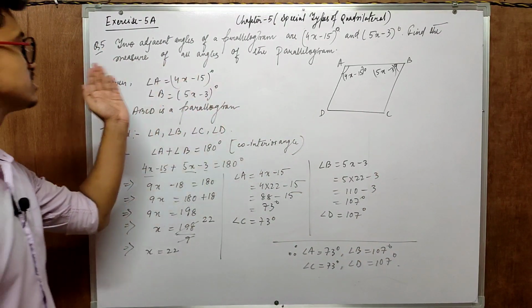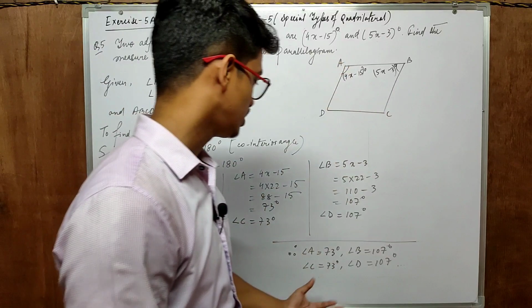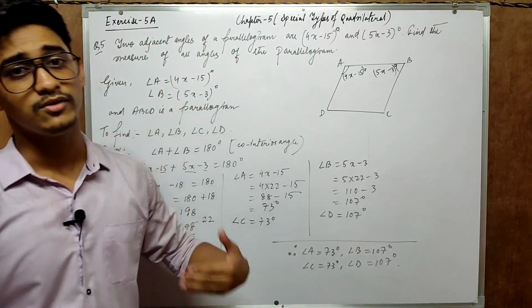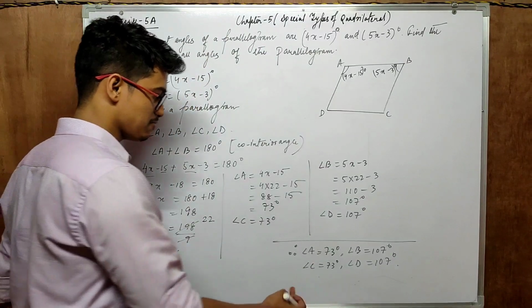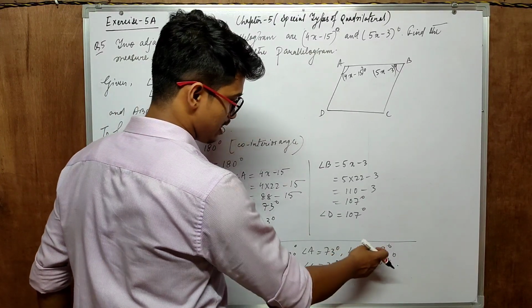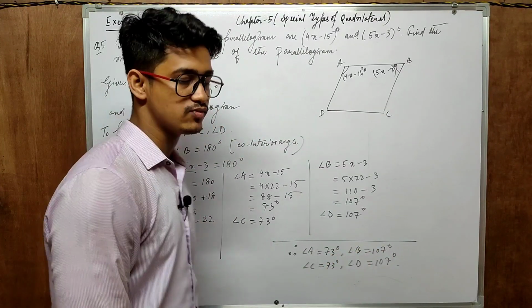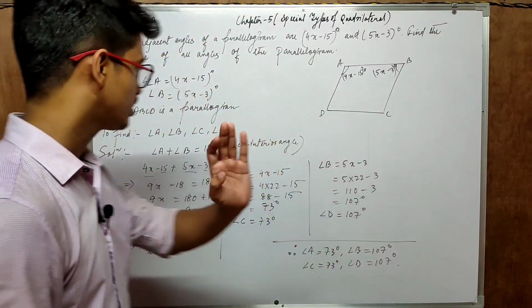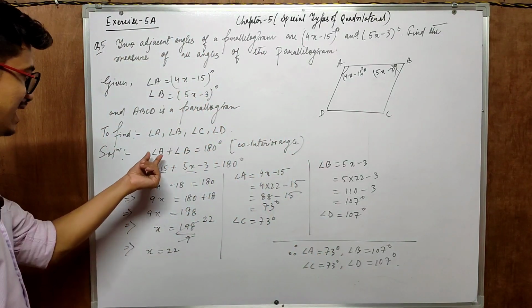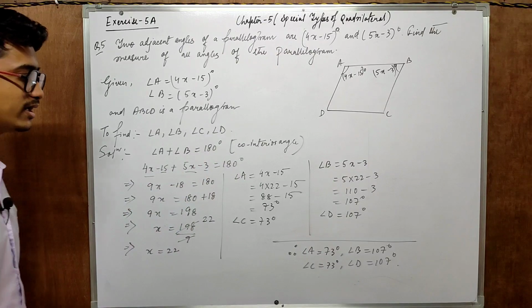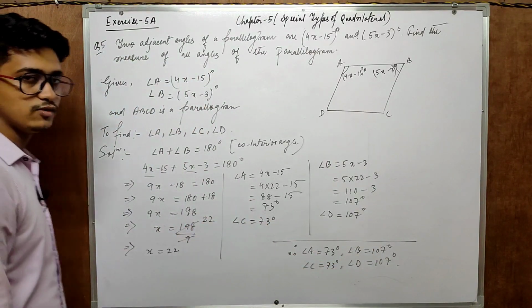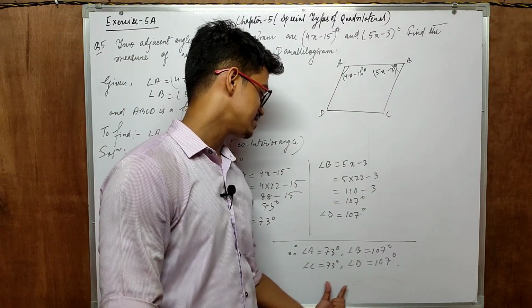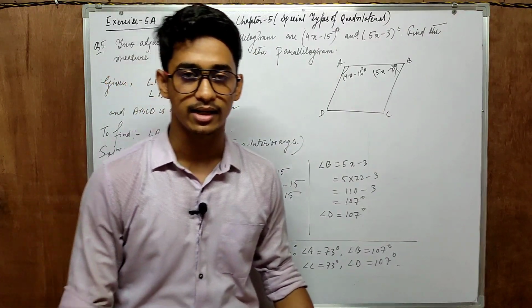What is the question? Find the measure of all angles of a parallelogram. We have calculated all angles in the parallelogram. If you want to check whether this answer is correct or not, simply add these two numbers. 107 plus 73 degrees will become 180 degrees. Absolutely correct, because angle A plus angle B should be equal to 180 degrees. Angle A is 73 and angle B is 107, so together it becomes 180 degrees. In the same way, angle C and angle D also make 180 degrees, right?